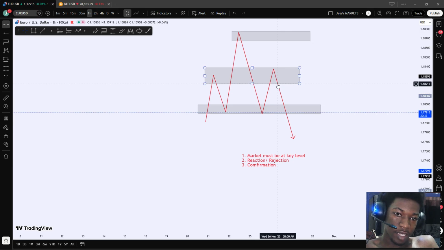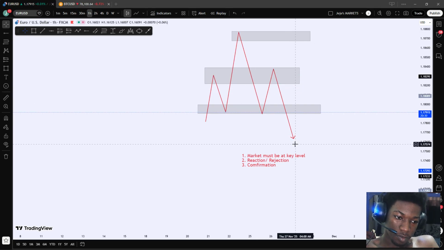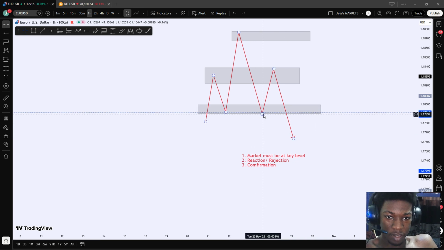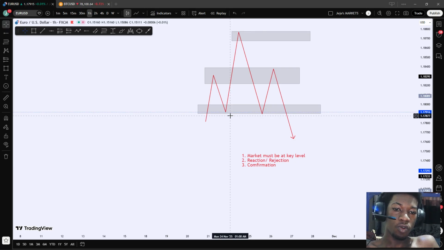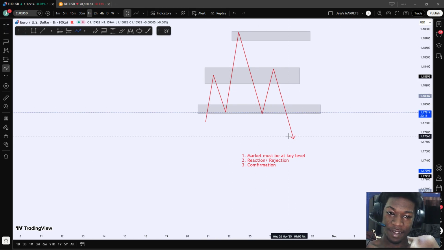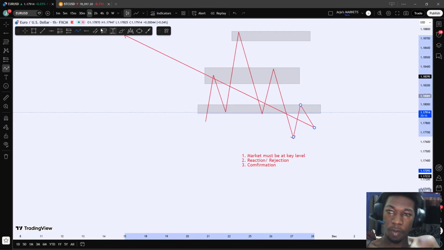So once you get a breakout, that's already reaction. The market no longer respects this level. That's what we wanted. We wanted to see if the market respects this level or not. So the market gives us a breakout and then the retest. Boom, continue going all the way down.